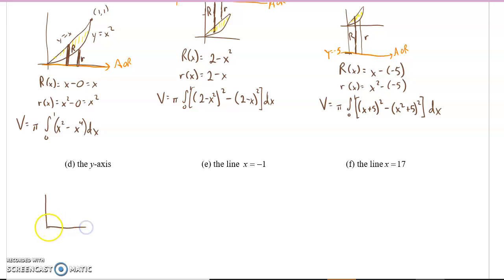So instead of saying this is the curve y equals x squared, I'm going to say this is the curve x equals the square root of y. And there's nothing we have to do about y equals x, right? Because y equals x is the same thing as x equals y. So that part doesn't matter. So that's still the same shaded region. This time our axis of revolution is vertical. The AOR is x equals 0.